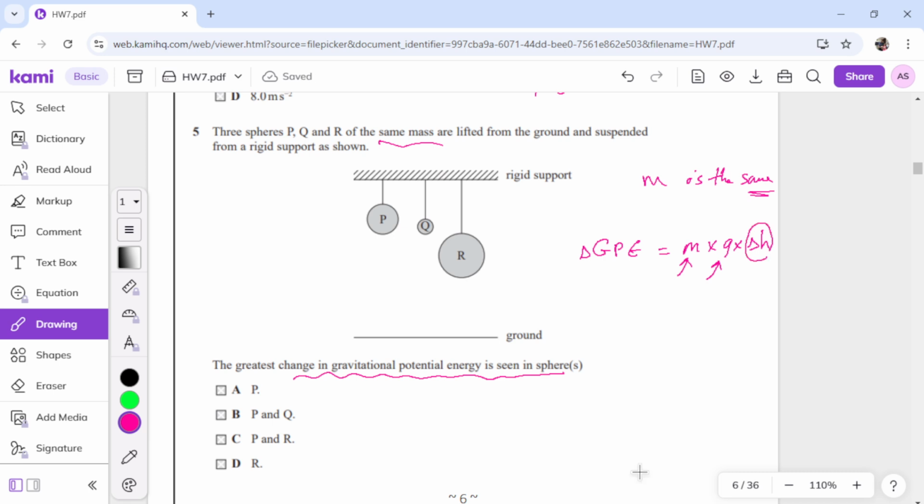As you see from here, P and Q have the same height, so same distance moved, but R has a lower distance. It means what? It means the higher the distance moved up, the higher the height, the greater the GPE. P and Q are the same because they have the same height. So P and Q have the greatest gravitational potential energy.